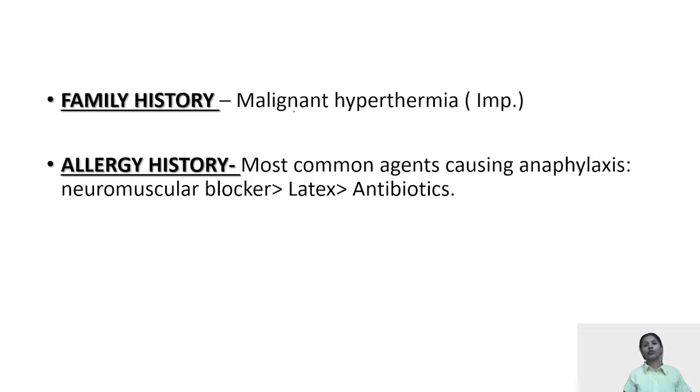Coming to the family history, malignant hyperthermia is something which I forgot to tell in the last class. It is very important to rule out. And in allergic history, it is very important to rule out any allergy to any aminosteroids, to latex, and lastly to any antibiotics. Okay.